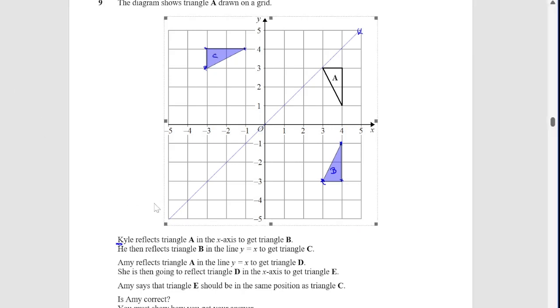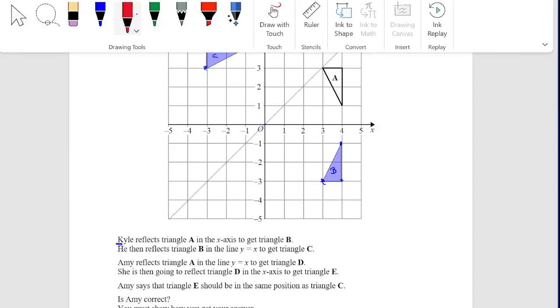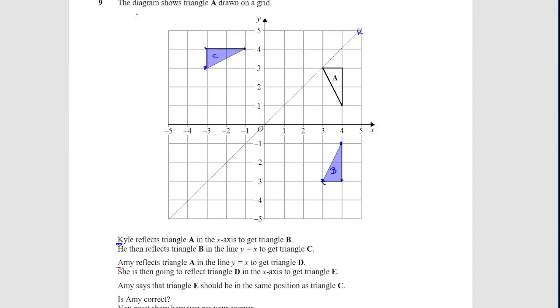And then I'm going to do Amy's reflections. So I'll do those in red. So Amy is going to reflect in the line y equals x first of all. So we've already got the line y equals x. So that point will be an invariant point, so it wouldn't move position. So that will be our reflection. So we'll put that triangle in. Okay, so that is going to be triangle D.